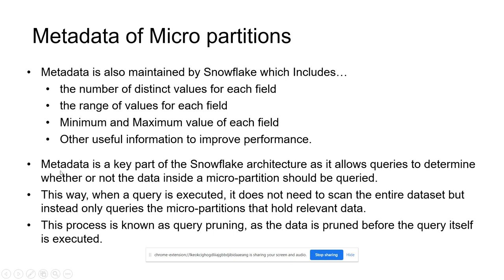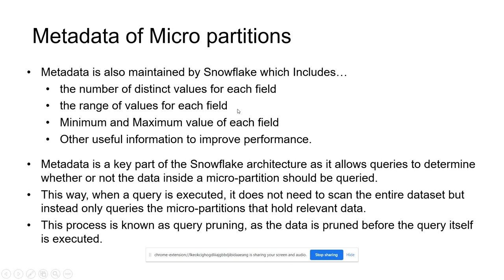Okay, so metadata is a key part of Snowflake architecture, as it allows queries to determine whether or not the data inside a micro partition should be queried. This is very important. That's why the performance of Snowflake queries is very fast. Suppose we have a query where we are selecting the data of a particular country: select star from the table where country equals India. Suppose the data is stored in 1000 micro partitions. Whenever we run the query, it has to go through all the 1000 micro partitions, right?